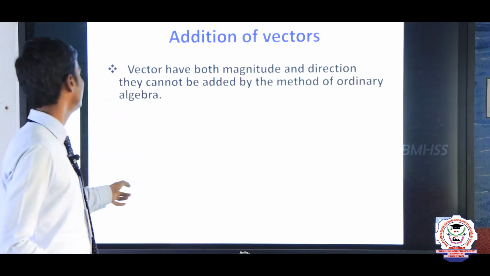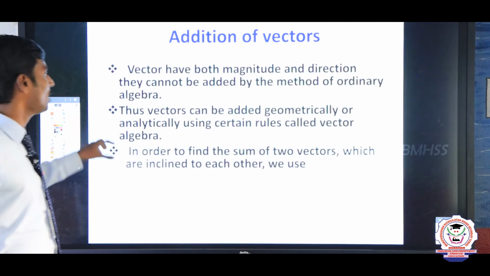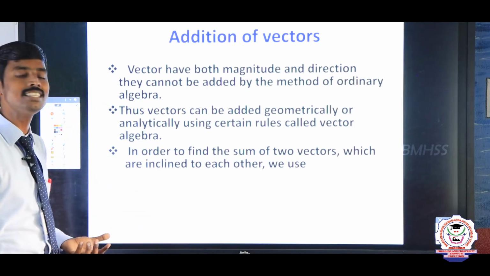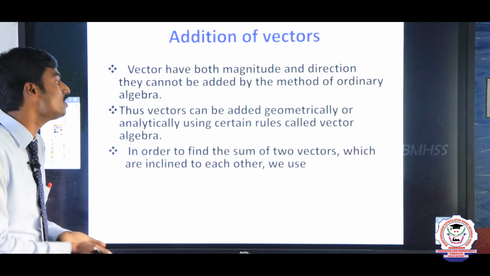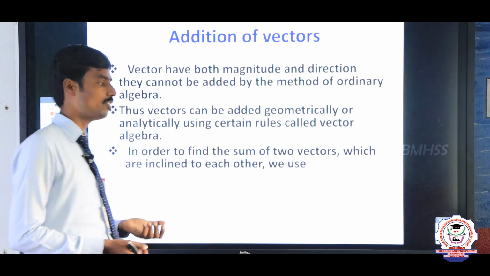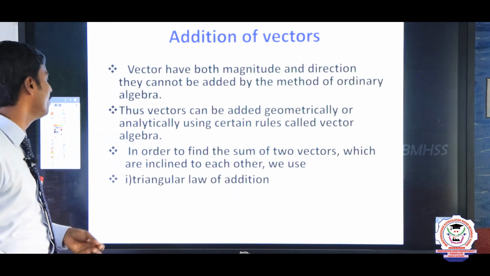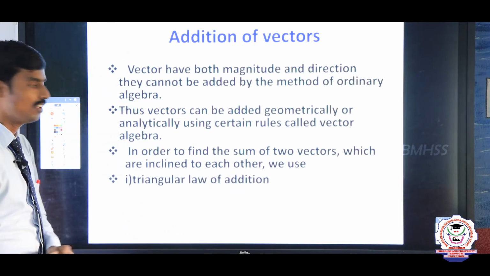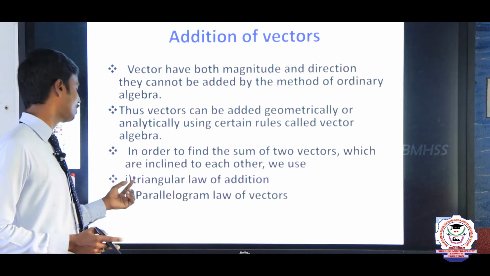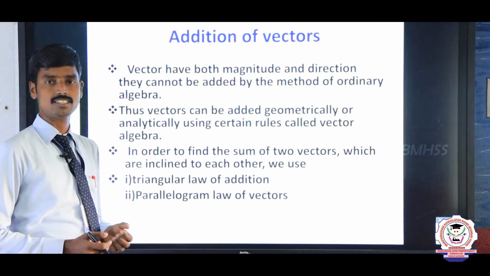Let us consider two vectors, A vector and B vector. These two vectors are added geometrically or analytically using certain rules. Those rules are called vector algebra. In order to find the sum of two vectors which are inclined to each other, two special methods are adopted here. The first one is the triangle law of addition and the next one is the parallelogram law of vectors.